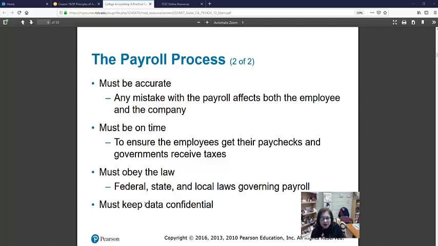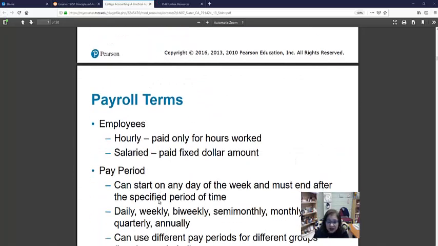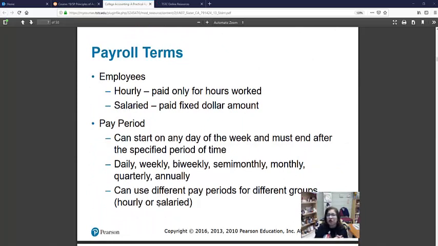The other thing also is that we have to make sure that we obey the law. We have to make sure about the federal, state, and local laws. And we also have to make sure that this data is kept confidential except for the people that are actually needing it. These are some of the terms that you're going to need to know: hourly or salary.